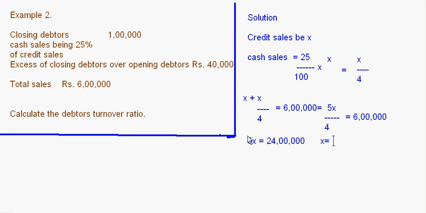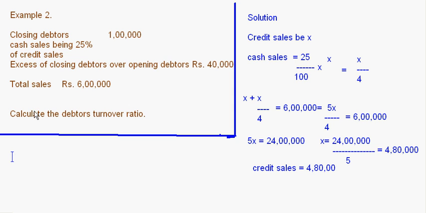So X will be equal to 24 lakhs upon 5, which is equal to 4,80,000. So X is equal to 4,80,000 means now we have calculated X. X is the credit sales. So credit sales is equal to 4,80,000. Okay. Now I'll come here.